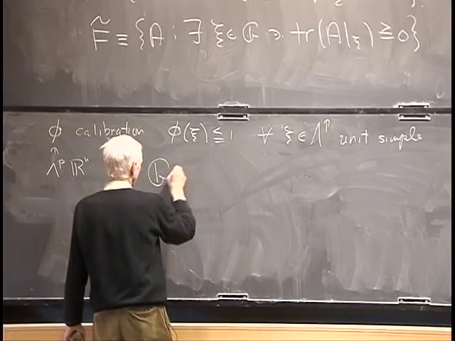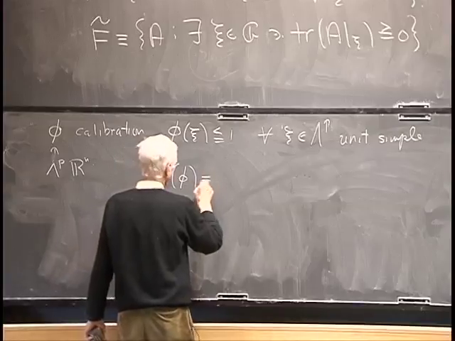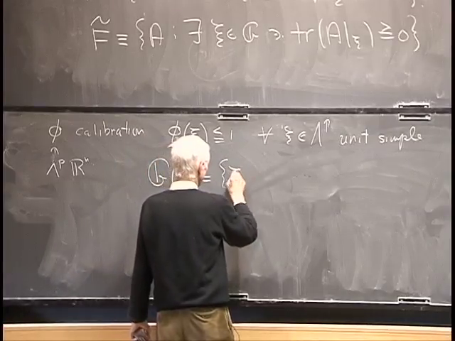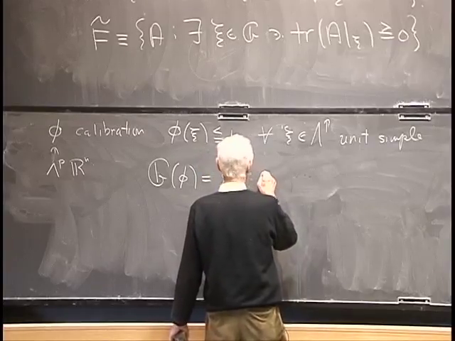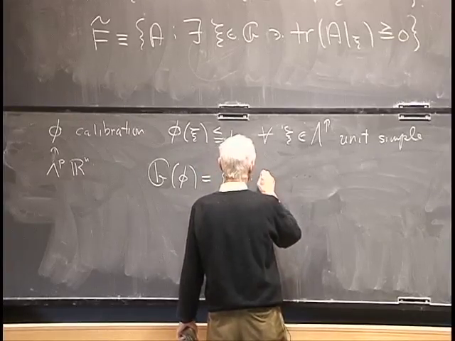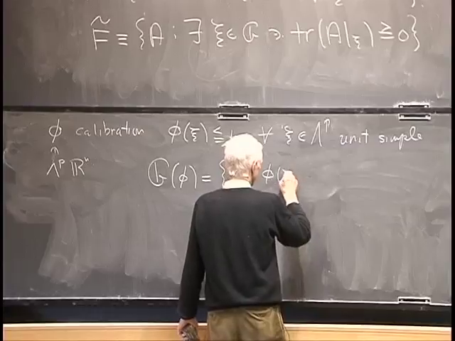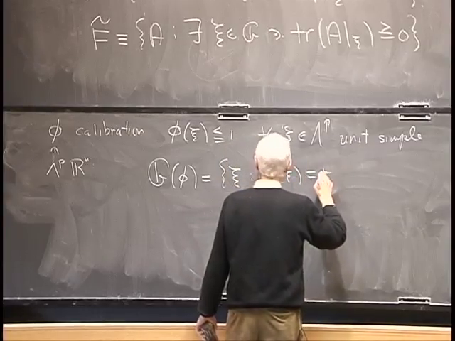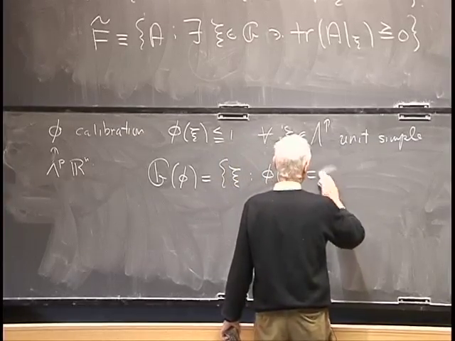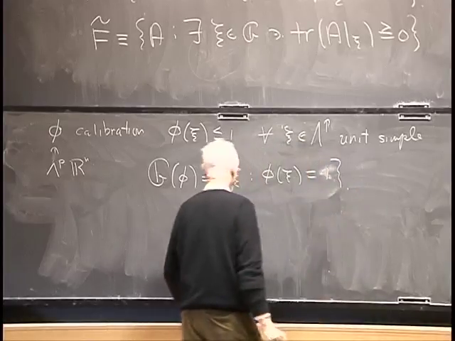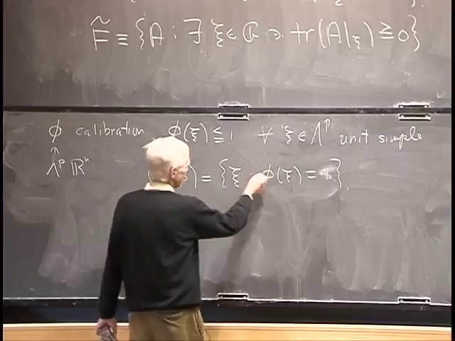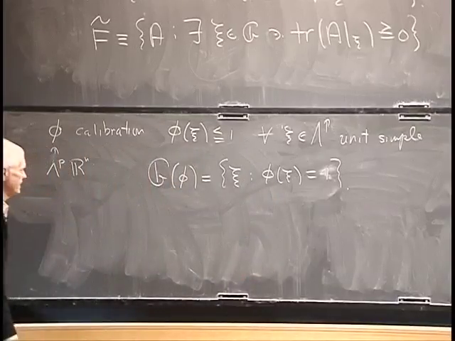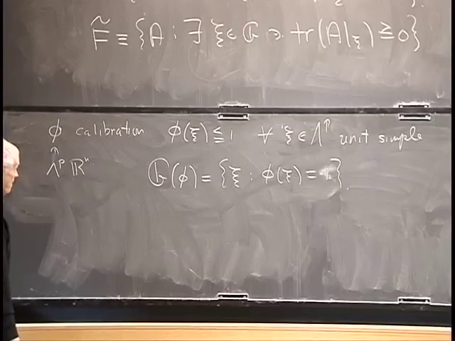Then you define G of phi to be those p-planes. Here they're oriented, but you can forget about the orientation, so you drop the orientation. I can put it this way: the absolute value of phi is equal to 1, so either plus or minus, because there's an orientation that doesn't matter here. This is just in the Grassmannian, not the oriented Grassmannian.